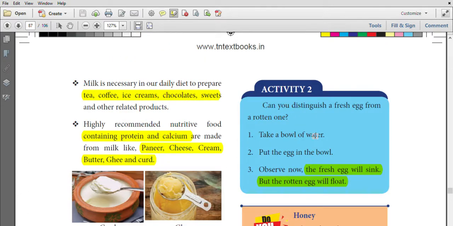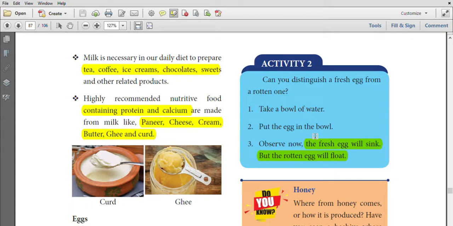How will you find out if it is a fresh egg or a rotten egg? Take a bowl of water and put an egg into the bowl. If the egg sinks, it is a fresh egg. But a rotten egg will float.